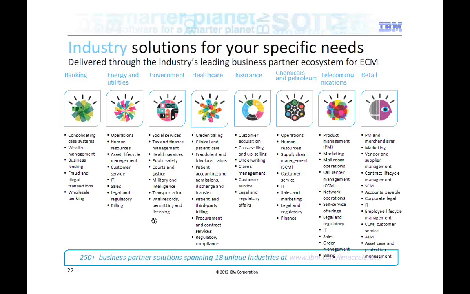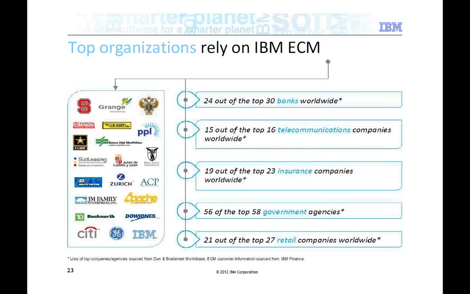So if you look at the ECM portfolio, we have around 250 plus business partner solutions spanning across 18 unique industries. So through the strengths of this ECM portfolio, as well as the ecosystem I talked about, the partners, right? IBM is delivering a comprehensive ECM portfolio to the market.